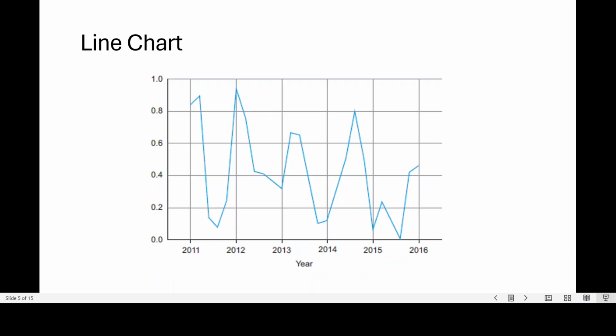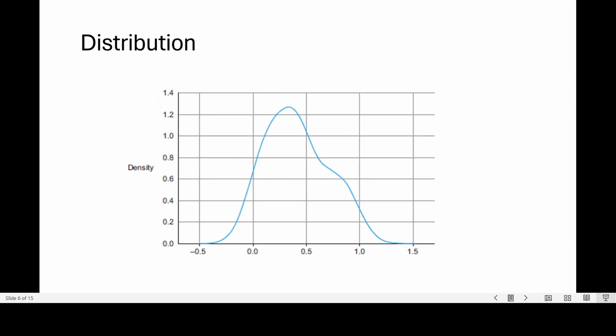Next, we are going to see about line chart. A line chart is commonly used to show trends over time. Each point on a graph represents a value recorded at a specific time, and the points are connected using lines. For example, if monthly sales are plotted on a graph, we can easily observe whether sales are increasing, decreasing, or remaining stable over time. Line charts are particularly useful for analyzing changes and forecasting future trends.